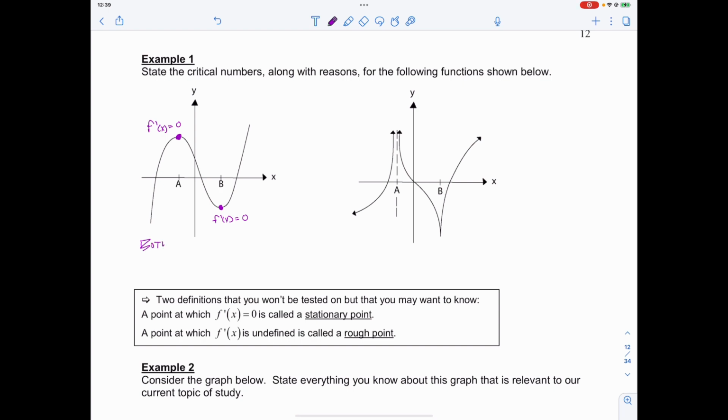both x equals a and x equals b are critical numbers. Therefore, f prime of a is equal to 0, and f prime of b is equal to 0.